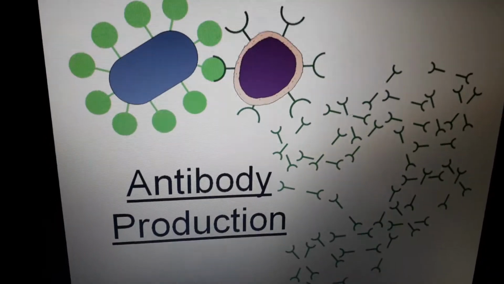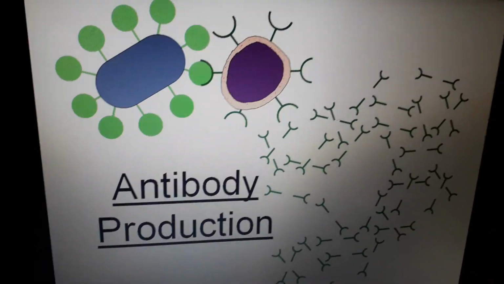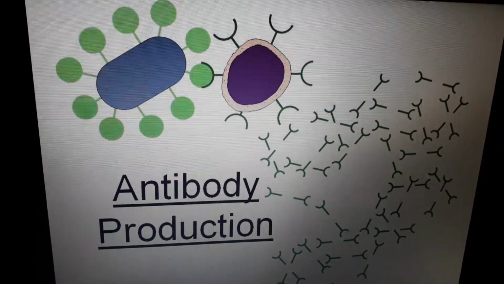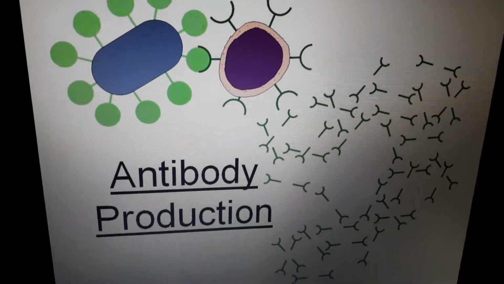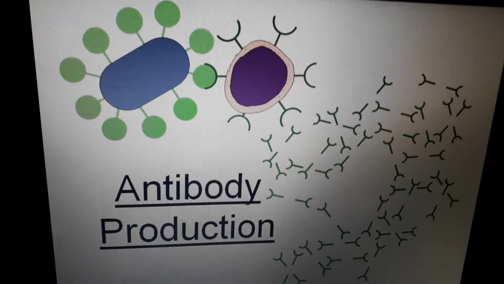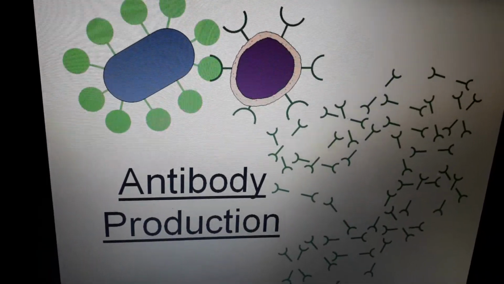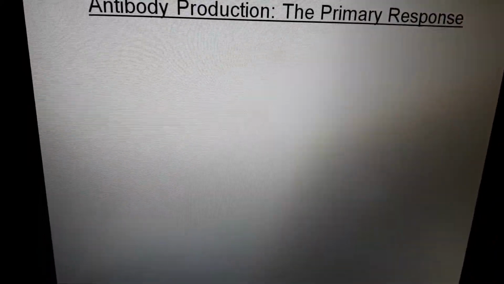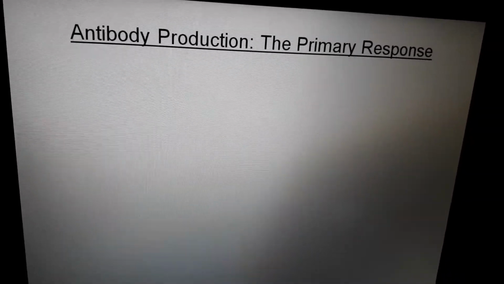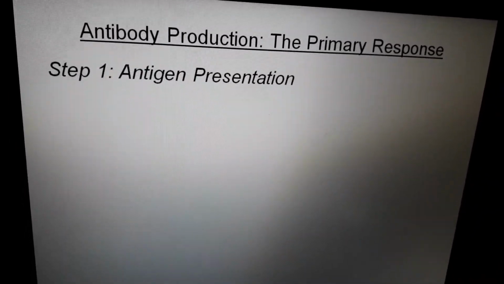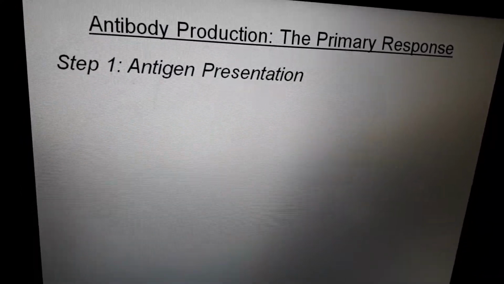So antibodies are protective proteins which can bind to an antigen. When we are dealing with the production of antibodies, we need an antigen. Only in the presence of an antigen is an antibody produced. So there are four different steps for which antibody production starts. In the first step, it is the antigen presentation.